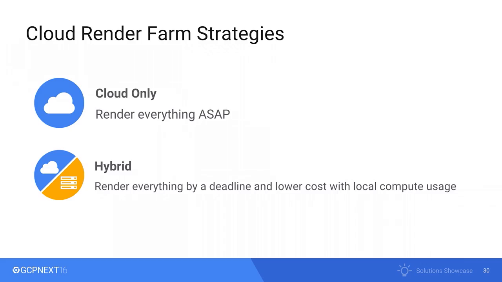So there's two render farm strategies that we sort of see. If we do everything in the cloud, you get sort of the render everything as soon as possible strategy. And that's because if you rent one node for 100 hours, you're paying the same cost in the cloud as renting 100 nodes for 1 hour. So if it costs the same, why not render it faster? So that's great, so that's cloud only.